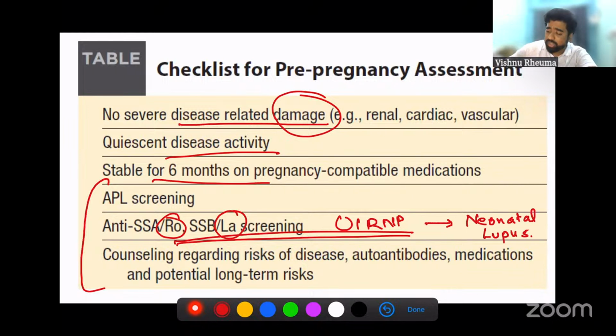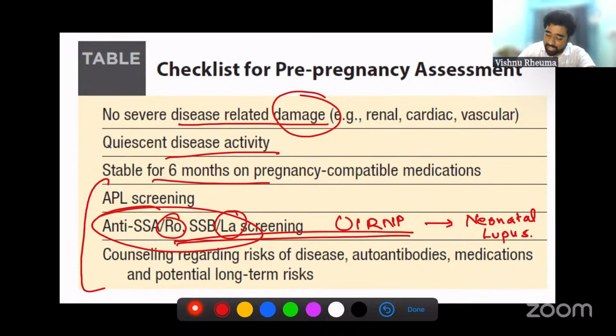Basically, these antibodies passively get transferred to the neonate across the placenta, and they cause what is a neonatal lupus phenotype. It's a passively acquired disease. So hence you should look for these antibodies, and also obviously antiphospholipid antibody screening you should do, because lupus anticoagulant is the basic test that has the main prediction for your worst prognosis in SLE or your antiphospholipid antibody syndrome.